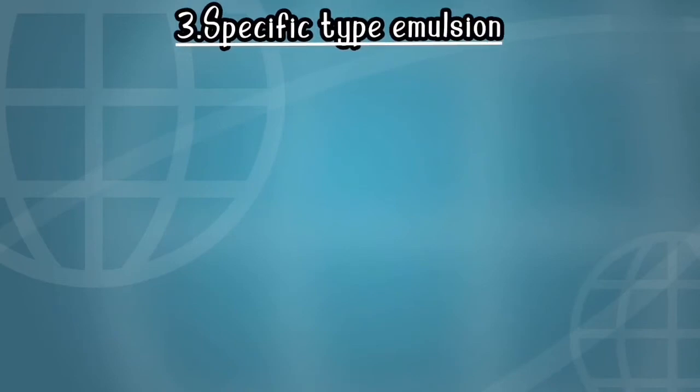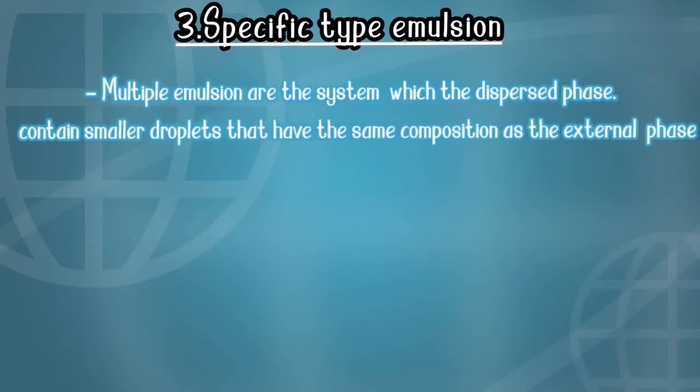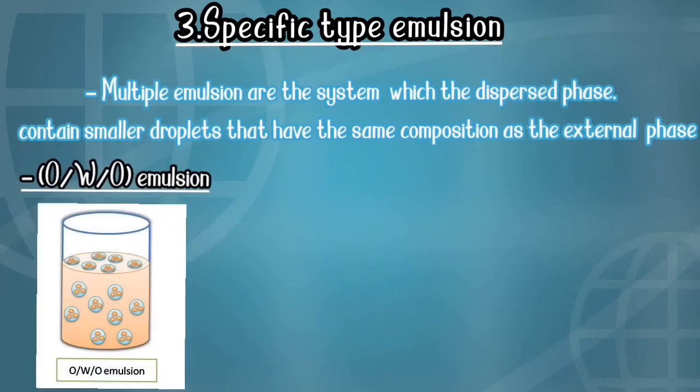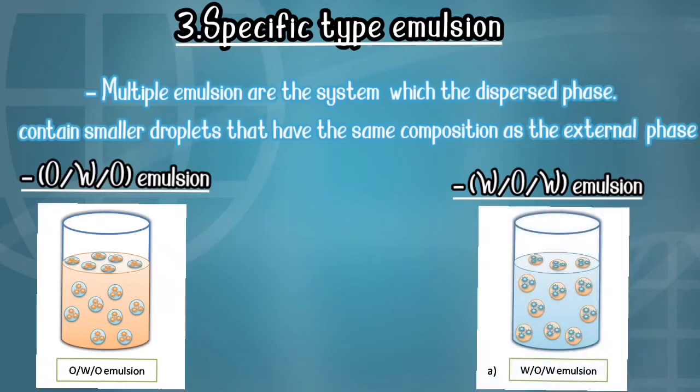The third type is special type emulsion. In this type, multiple emulsions are systems in which the dispersed phase contains smaller droplets that have the same composition as the external phase. First we study oil in water in oil emulsion. In an oil in water in oil system, an aqueous phase, that is hydrophilic, separates internal and external oil phase. Then the second one is water in oil in water emulsion system, in which an oil phase separates internal and external aqueous phase. In other words, it is a system in which oil droplets may be surrounded by an aqueous phase, which in turn encloses one or more water droplets.